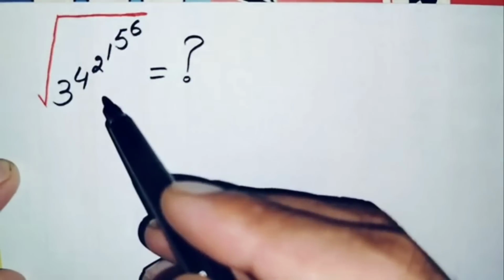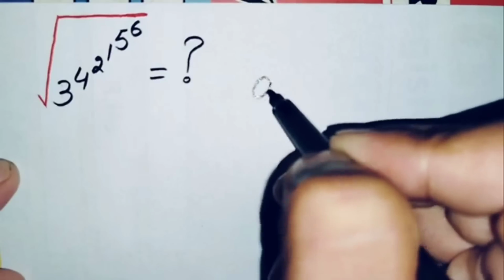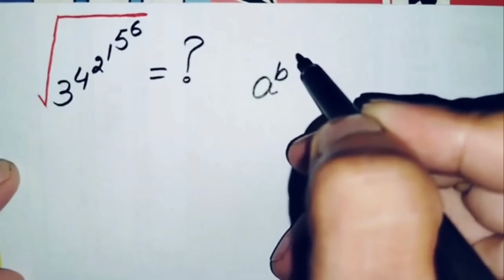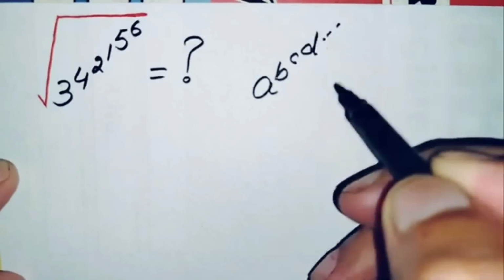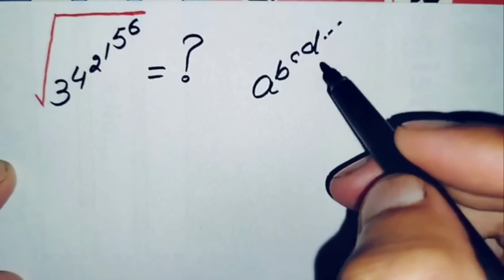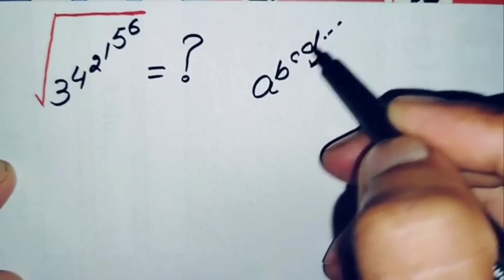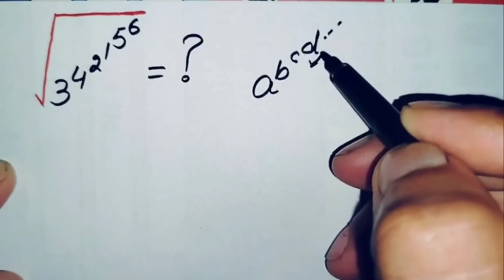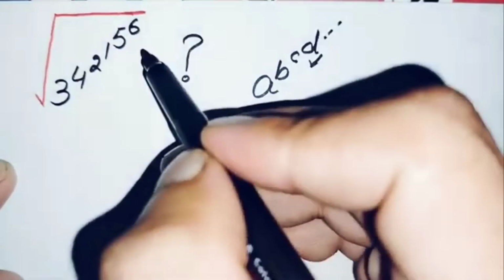So here this exponential number is in this form: a raised to power b raised to power c raised to power d, and so on. If we have a number in this form, we can solve the powers from the top to bottom. So here we will start to solve these powers from top to bottom.